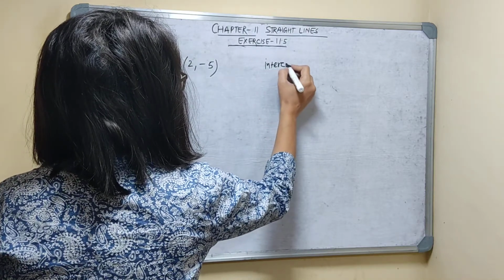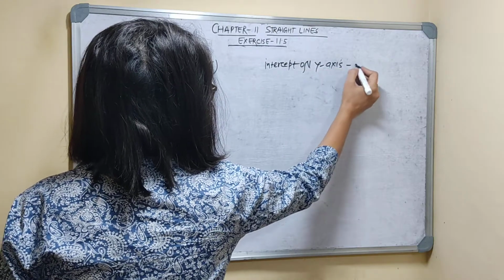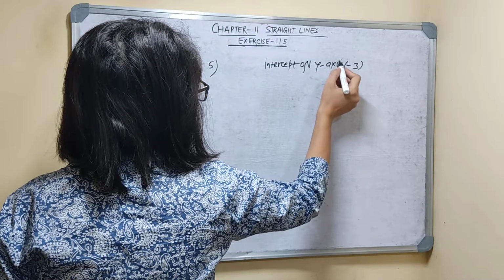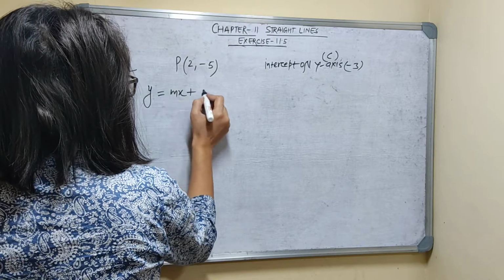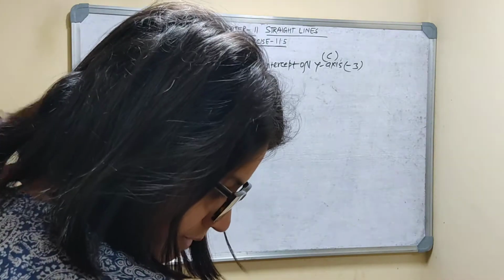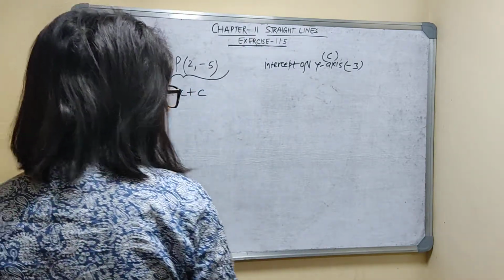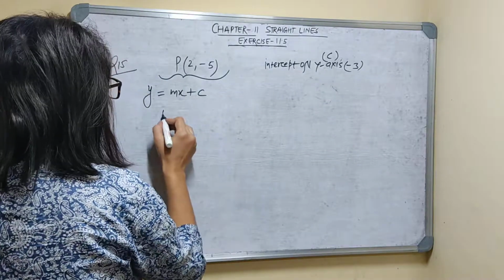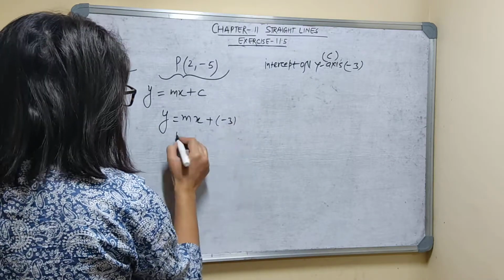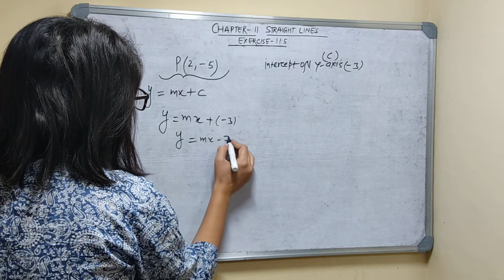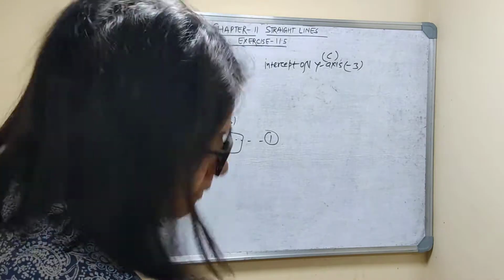Intercept on the y-axis is given, minus 3. That is denoted by c. So you know the equation, y is equal to mx plus c. The y-intercept is given, so now I will use this. When the intercept is given, how will I write? y is equal to mx, and at the place of plus c, I will write plus minus 3. So y is equal to mx minus 3 is the first equation, whose intercept on the y-axis is minus 3.